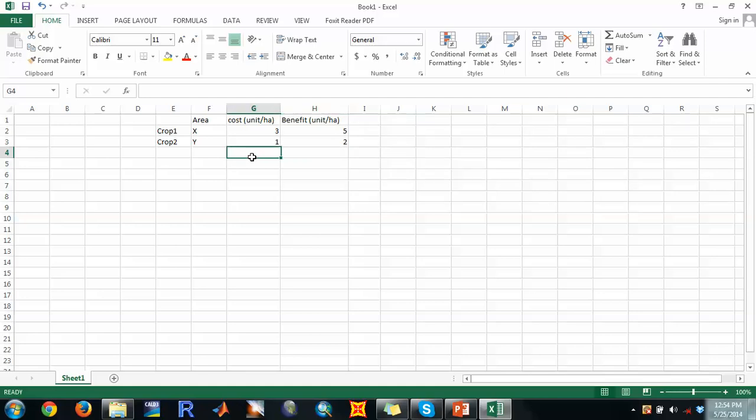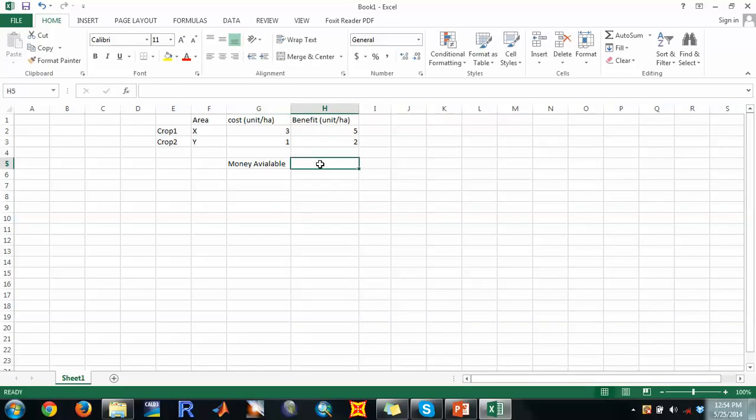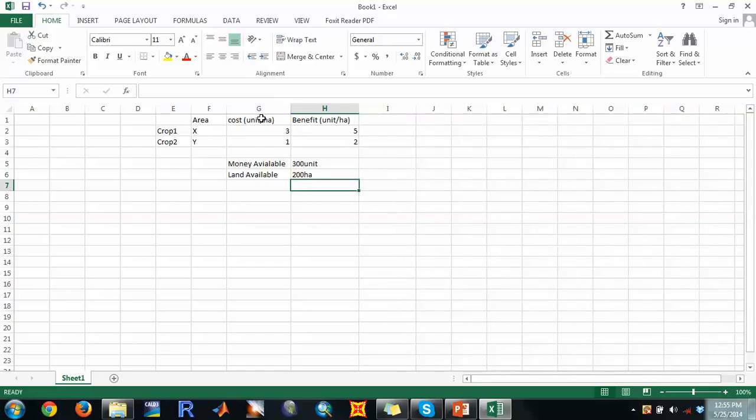Then again we have the money available, which is 300 units of money, and the land available, which is 200 hectares. So now this is the cost per unit area.